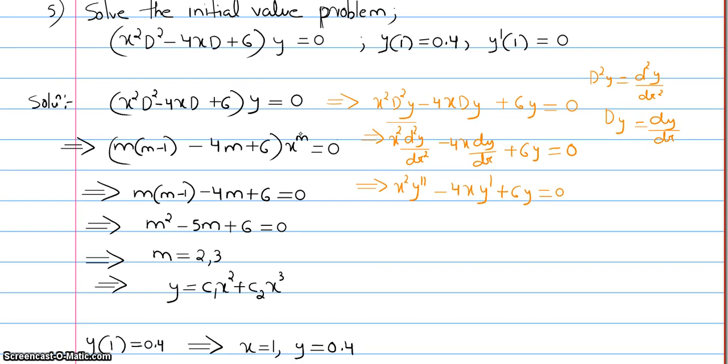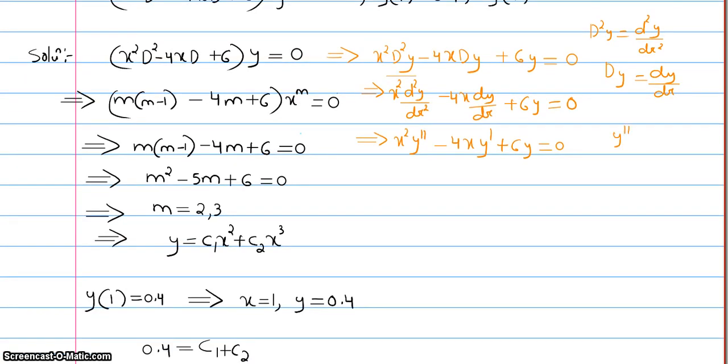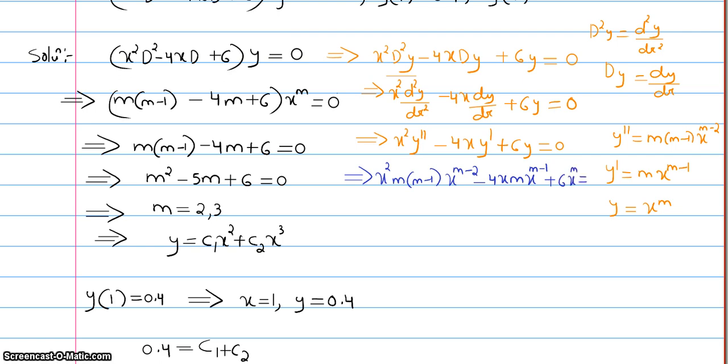Now we are substituting the terms: y double dash as m into m minus 1 x raised to m minus 2, y dash as m into x raised to m minus 1, and y as x raised to m. Substituting all these values here, we will get x square into m minus 1 x raised to m minus 2 minus 4x into m x raised to m minus 1 plus 6x raised to m equal to 0.